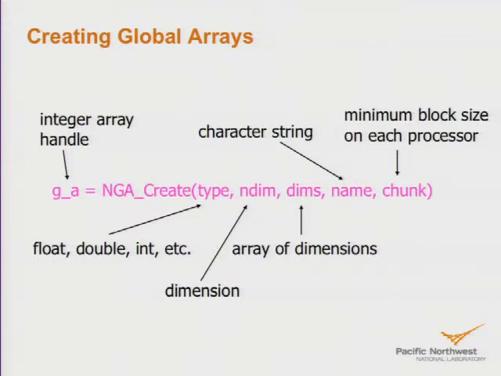When you create a global array, you have to specify what type of data it is: single precision, double precision, integers, whatever. How many dimensions the global array has: 1, 2, 3, up to 7. What the extents of each of those dimensions are. You can give it a character string name. And then this chunk array is something you can use to force the minimum dimension of a local block to be some size. If you set this to 0 or -1, you're completely allowing the library to figure that out.